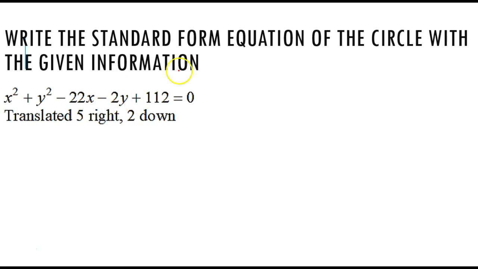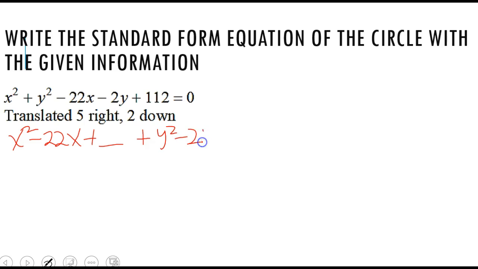completing the square. So first of all, we move everything to one side. Let's put all the x's together: x squared minus 22x plus what we are going to add, and then y squared minus 2y plus what we're going to add, equals. We're going to move the constant term to the other side, so subtract 112 from both sides, and you get negative 112.